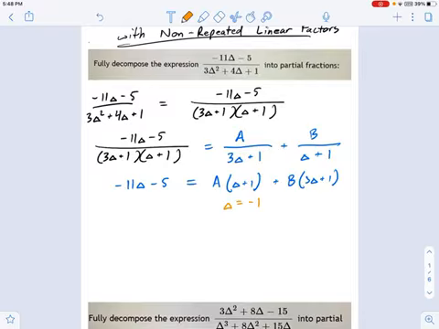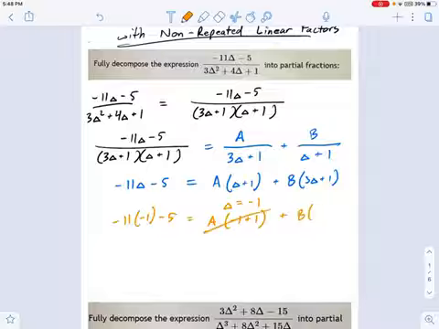Why did I pick that? Because I can see it's going to cause a 0 to appear. Watch what happens. Negative 11 times negative 1. Okay, I'm just setting all the deltas equal to negative 1. And here's why I chose negative 1. When you do that right here, look what happens. Delta at negative 1 causes this part to disappear. That just goes to 0. And I get B times, 3 times negative 1 is negative 3 plus 1. Simplify this a little more.